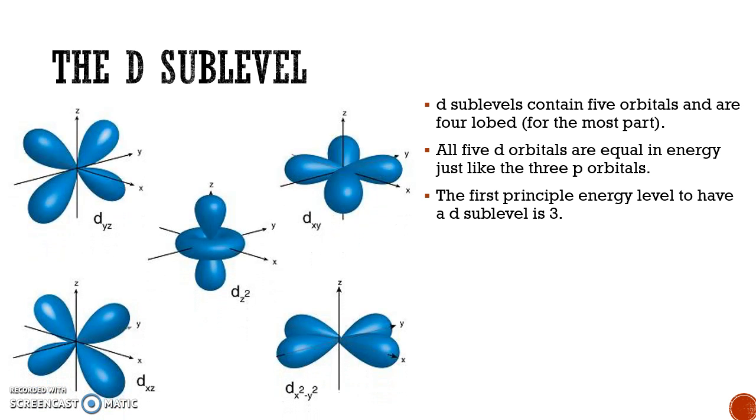And this is what they look like. Notice, except for the one in the center, you get these 4 lobes. Even though there are 4 parts to it, these are not 4 orbitals. This whole thing is 1 orbital, this whole thing is 1 orbital, and this whole thing is 1 orbital. And each orbital can hold 2 electrons. This can hold 2, this can hold 2, this can hold 2, this can hold 2. So together they hold 10 electrons.